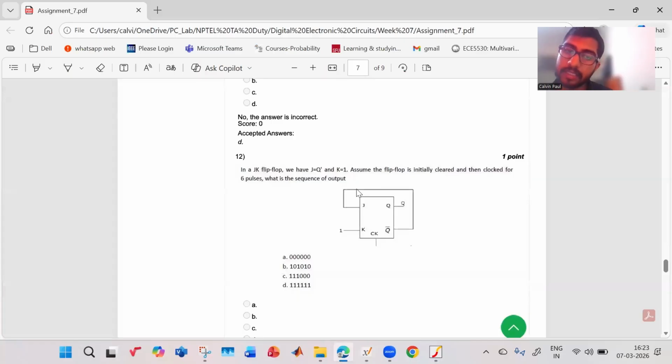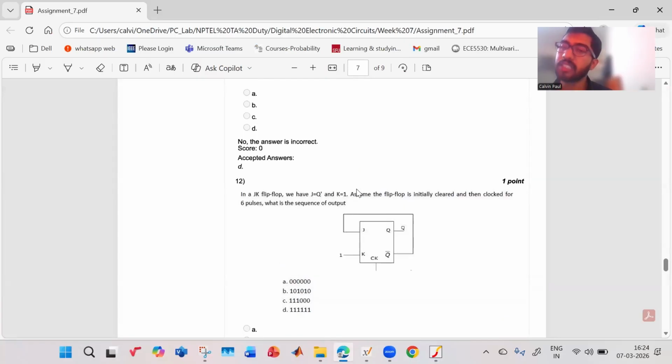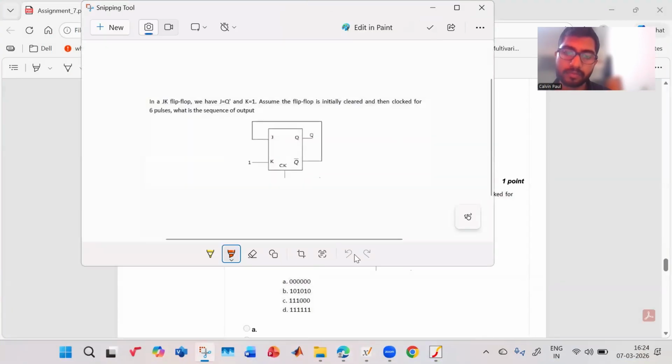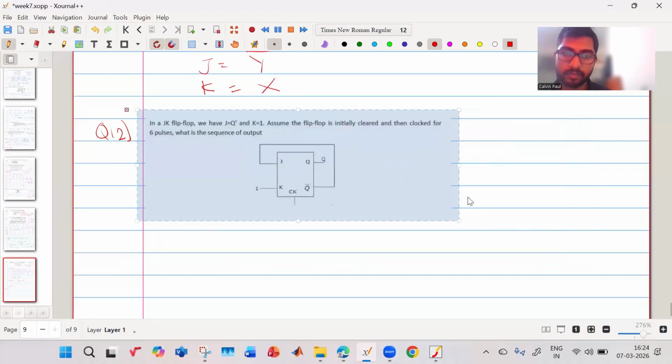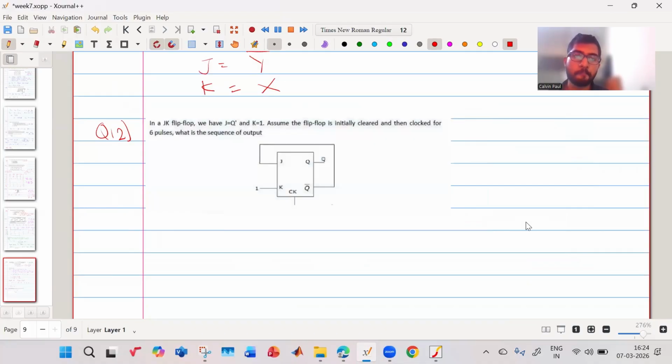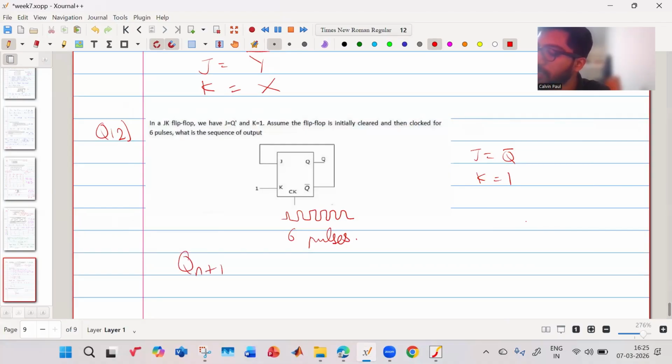Okay. So now let us consider this question where we are looking into another JK flip-flop. The JK flip-flop is very popular. So let us try to understand how to go about this question. So this is question 12. So we have a JK flip-flop. If you see, J is equal to Q bar and K is equal to 1. So you have a clock there, you can give these pulses, right? They are saying there are 6 pulses coming. You have to find Qn plus 1.